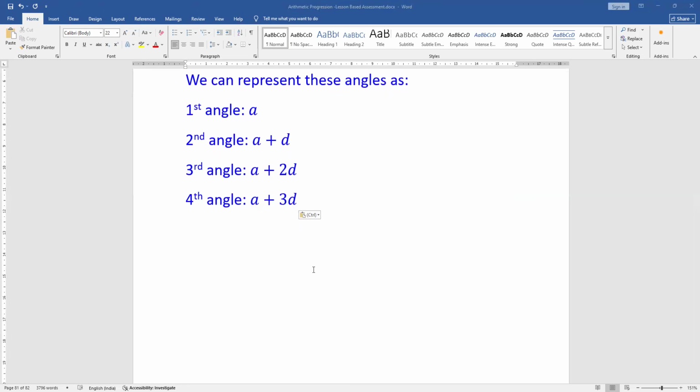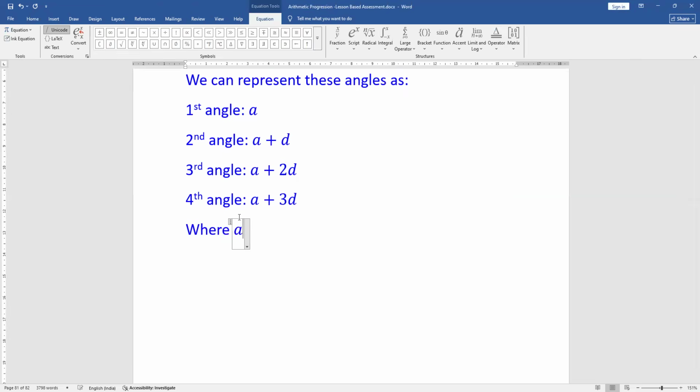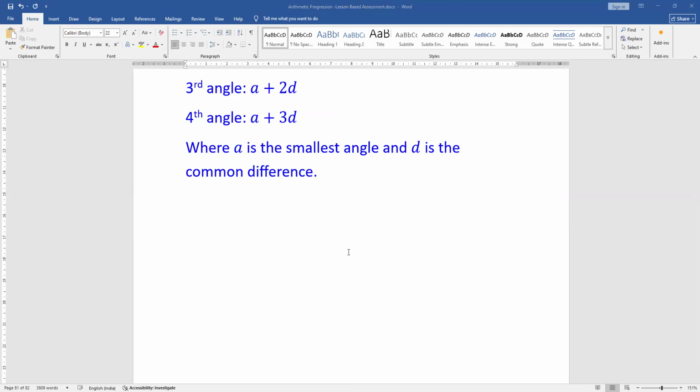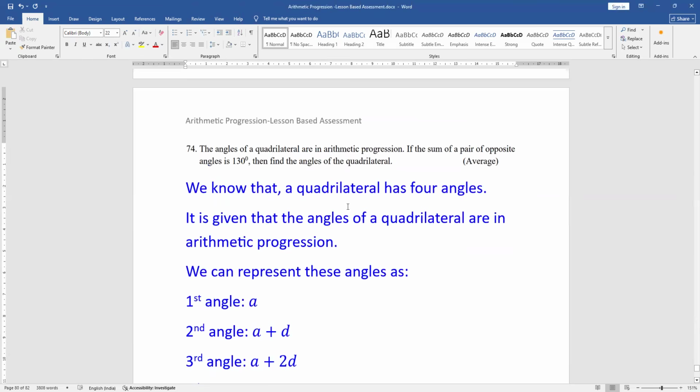You know? So now here, you must note one thing: A is the smallest angle, okay? And D is the common difference. So you must compulsorily write this, okay? After that, next, what conditions have they given here that is mentioned?